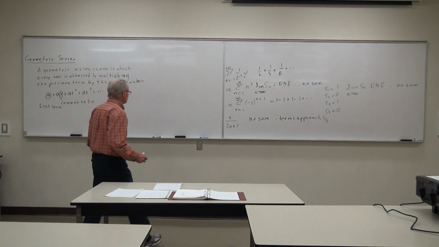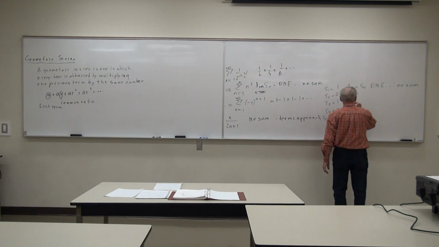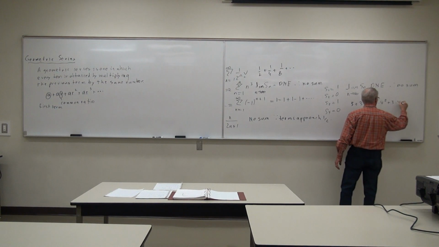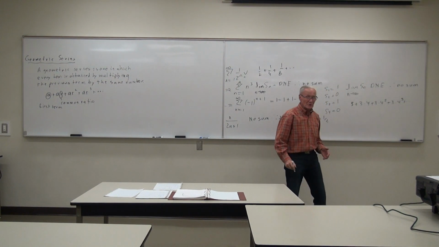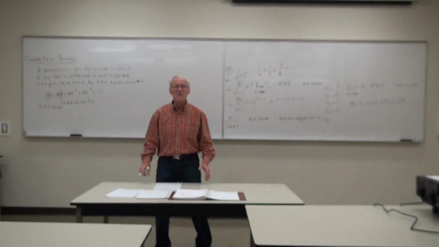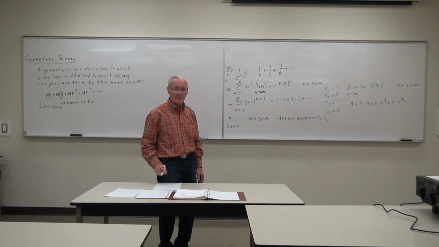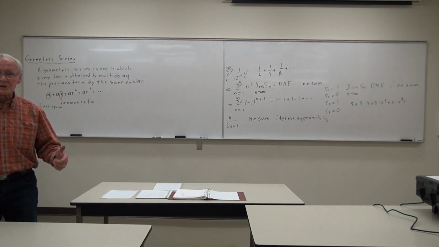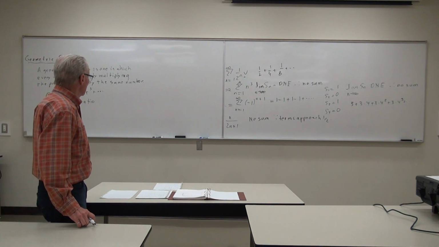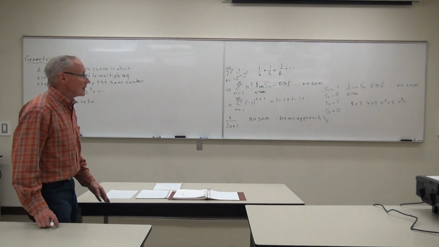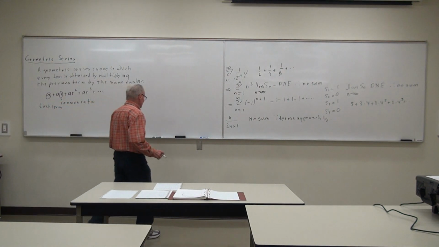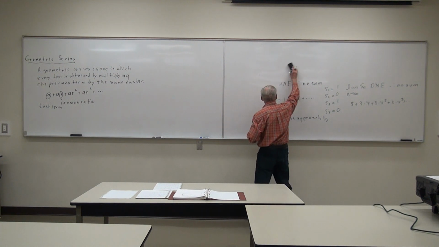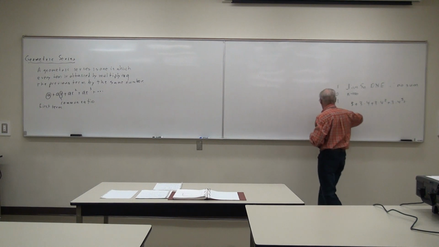Is this geometric? And the answer is yes. The first term is 3, and the common ratio is 4. That's geometric. So there are lots of geometric series out there. The question is, do geometric series have sums? And the answer is, it depends upon R. So let's go on the discovery process and see if we can figure out for what values of R geometric series converge and for what values of R they diverge.